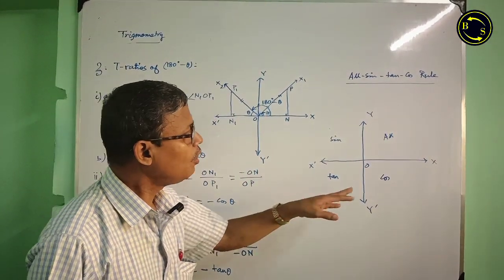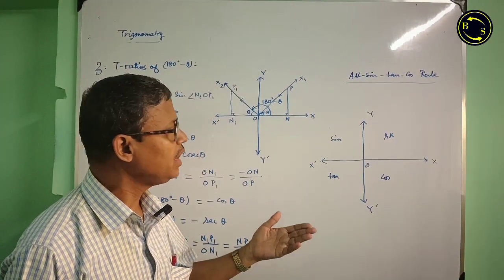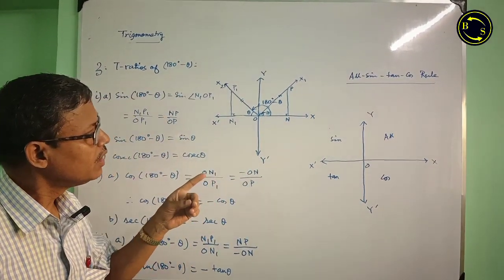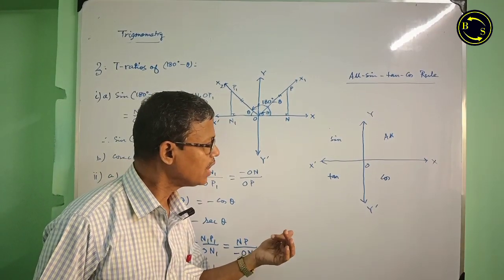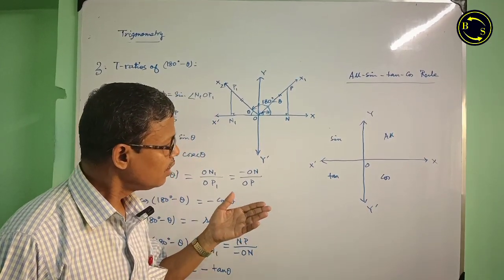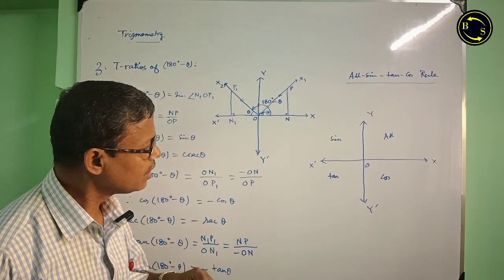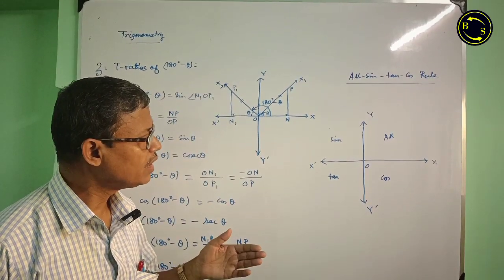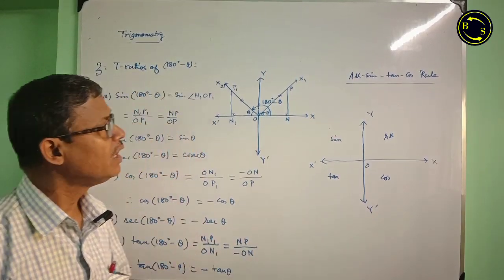I repeat, all trigonometrical ratios are positive when the angle is positive acute. Trigonometrical ratio sine will be positive when the angle is in the second quadrant. Trigonometrical ratio of tangent is positive when the angle is within the third quadrant. Then trigonometrical ratio of cosine when the angle is within the fourth quadrant will be positive. Thus we get the all sine tan cos rule.